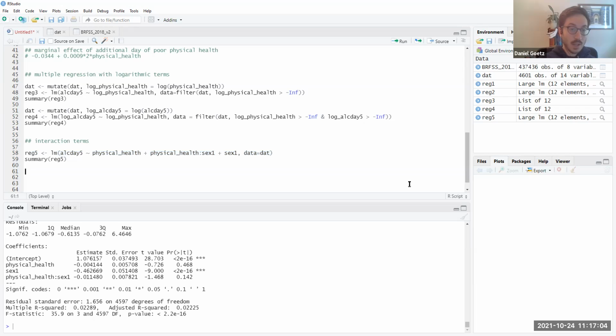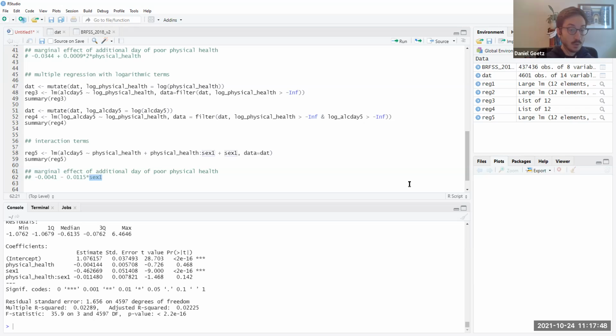Okay, so if we wanted again to know what's the marginal effect of an additional day of poor physical health with this interaction term, we would see that it's negative 0.004 minus 0.0115 using significant digits, times sex1, right? Again, just kind of taking the derivative of y with respect to physical health so that we're left with the main effect and then the addition of the interaction effect.